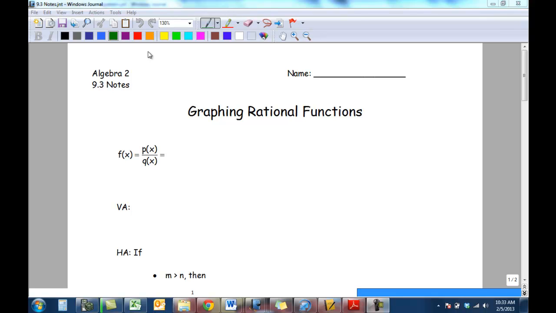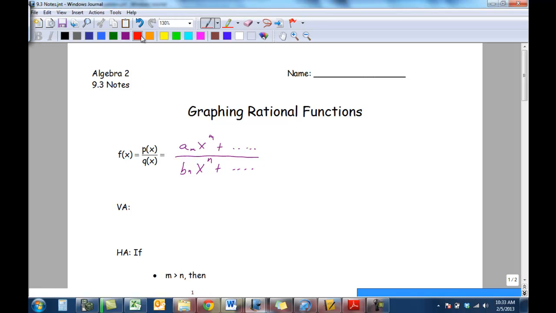All right, 9.3 is where all this stuff starts getting fun. We're still going to be graphing rational functions. However, they're going to get a little stickier. Now, f of x is p of x divided by q of x, just like we talked about before. But let's say that p of x is a sub m times x to the m plus more stuff, over b sub n times x to the n plus more stuff.